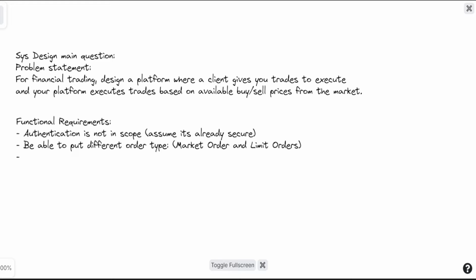Gotcha. So if you're putting in a buy, then you need someone who's willing to sell, right? Okay, cool. Do we need to be able to show the positions of each user, or is it strictly just the trading part?